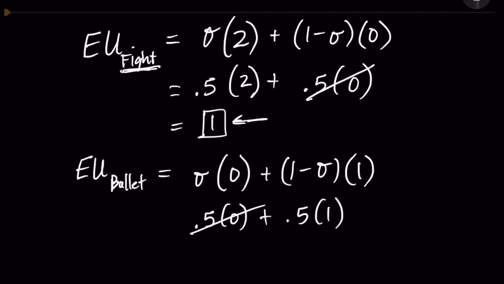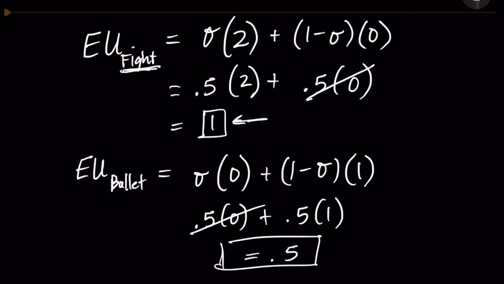This would cancel out. 0.5 times 1 is equal to 0.5. Okay, great. So in this case, if we played this game 100 times and I chose ballet every single time, well, 50 times out of 100, she's going to choose fight, and I'm going to get nothing. And 50 times out of 100, she's going to choose ballet, and I'm going to get 1. And so on average, I would get 0.5.